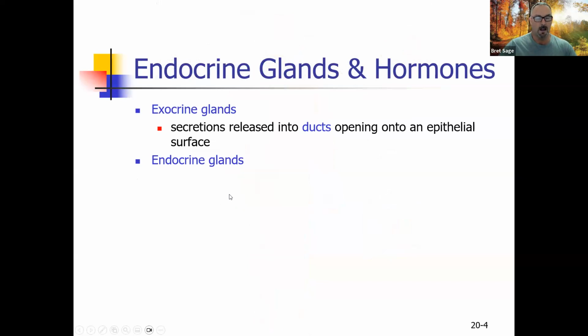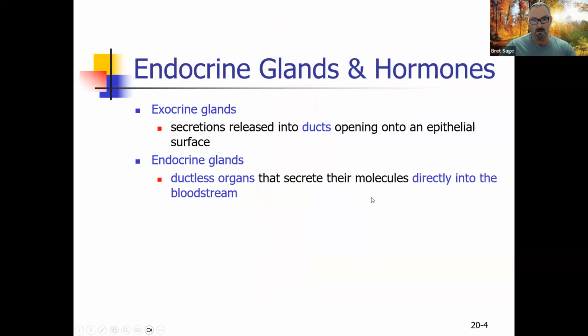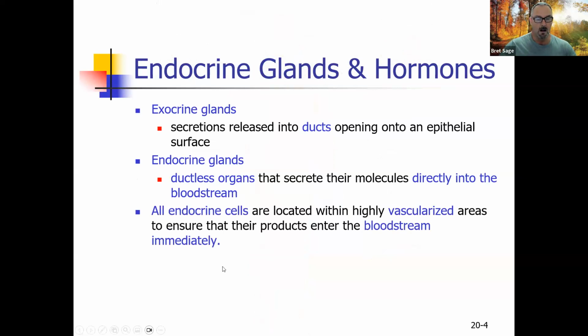Endocrine glands are ductless organs that secrete their molecules directly into the bloodstream. So endocrine means inside, exocrine means outside. All endocrine cells are located within highly vascularized areas to ensure their products enter the bloodstream immediately. So endocrine glands do not have ducts. Only exocrine glands do because they have to penetrate something like an epidermis, which is thick. So the living cells are down below, the surface is way above, and you need a duct passing through the dead tissue.